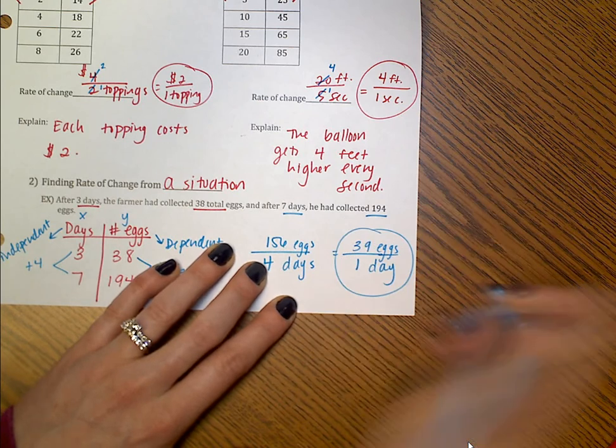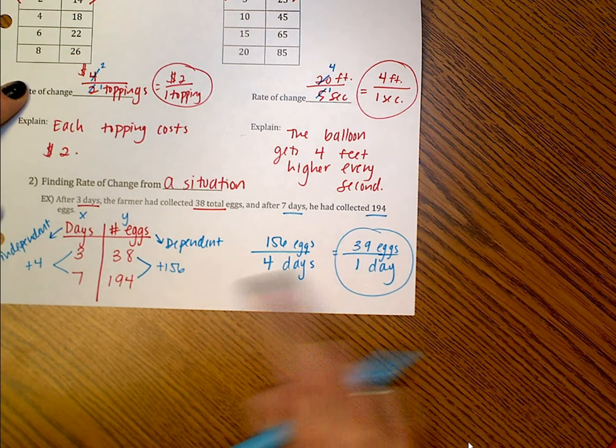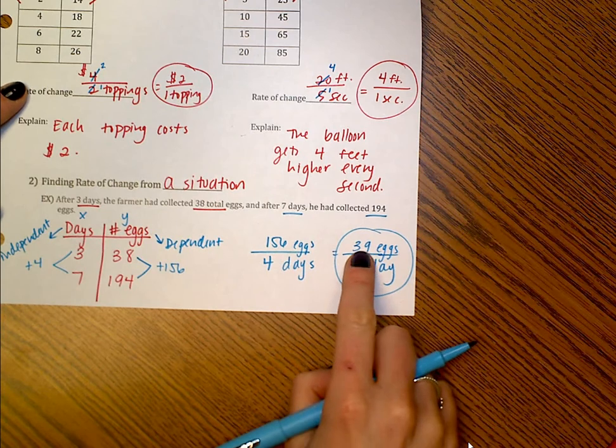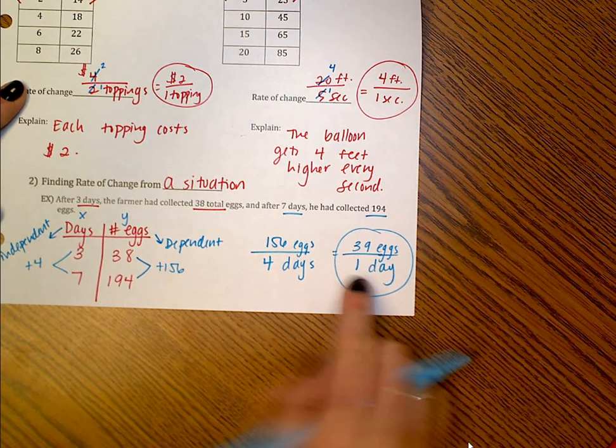They didn't tell me to explain, but if they did, I would make sense of this by saying the farmer collects 39 eggs every day.